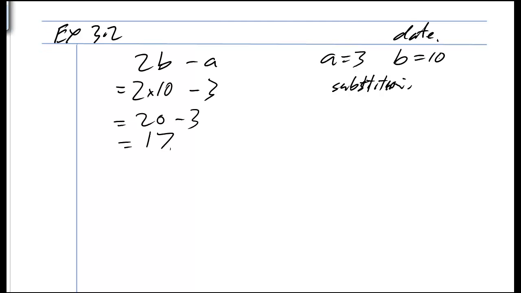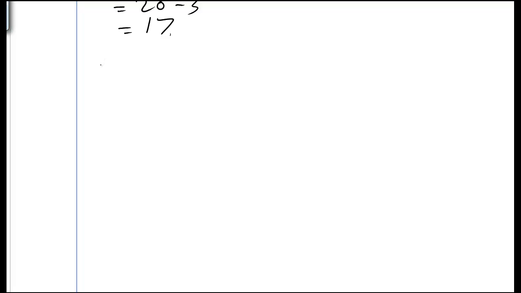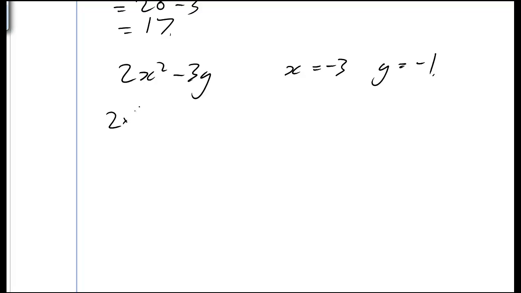Now sometimes we substitute negative numbers into expressions. So if you've got the expression 2x squared take 3y, and you're going to substitute or evaluate it when x equals minus 3 and when y equals minus 1, it's the same as what we did before, but it's a little bit trickier because this time we've got the negative numbers. So let's put it in. Wherever we see an x, we put negative 3. So it'll be 2 times, now it's negative 3 squared.